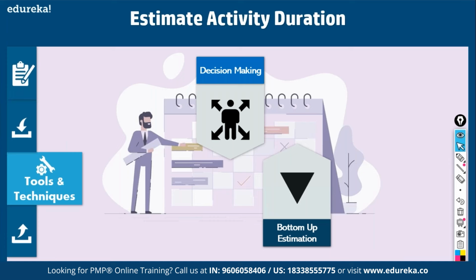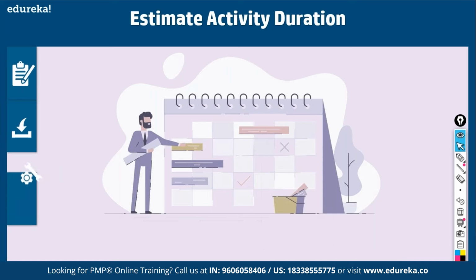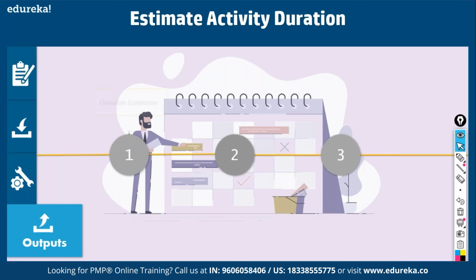So bottom-up estimating is where you know the activity level information and you work it upwards, from work package upwards. That is called bottom-up estimating. Then finally, you come up with duration estimates for each activity, for each work package. Let's say requirement documentation is one work package. Well, that will take 30 days. You come up with duration estimates.